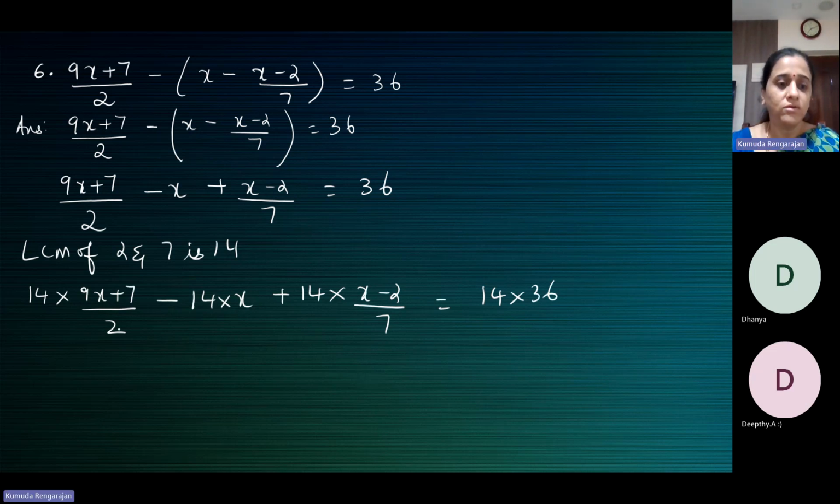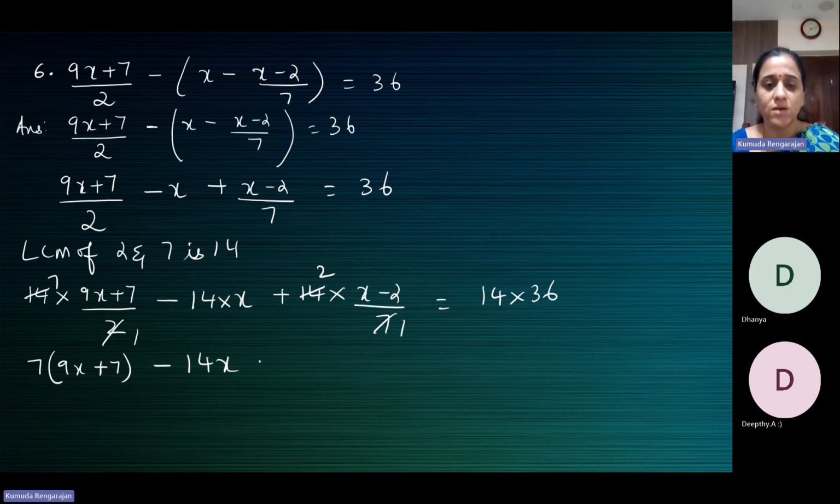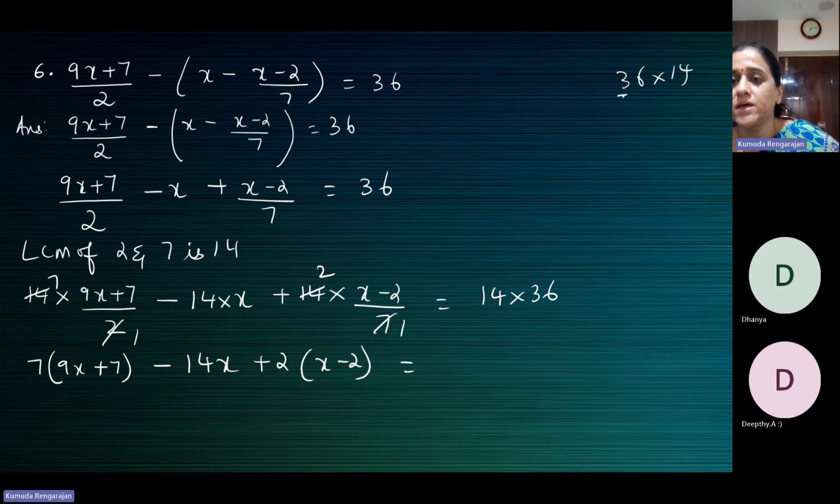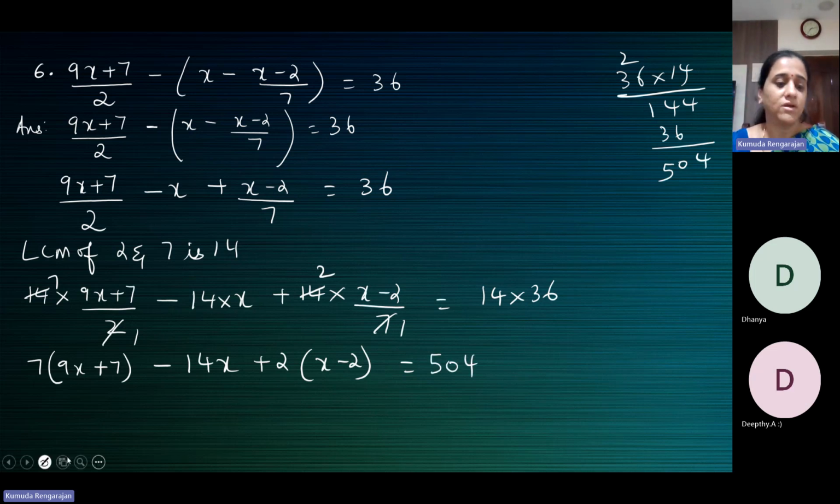All right. Now 2 ones are 7 times. Here there are no denominators, you cannot cancel. So 7 ones are 2. So now this is 7 into open bracket 9x plus 7, it should be written like this. Minus 14 into x is 14x. Plus 2 into (x minus 2) is to be written like this. Is equal to 14 into 36. So 36 into 14: 24, 2 carried over, 12, 14; 36, 40, 1. So 504. You also check the multiplication later. 504.